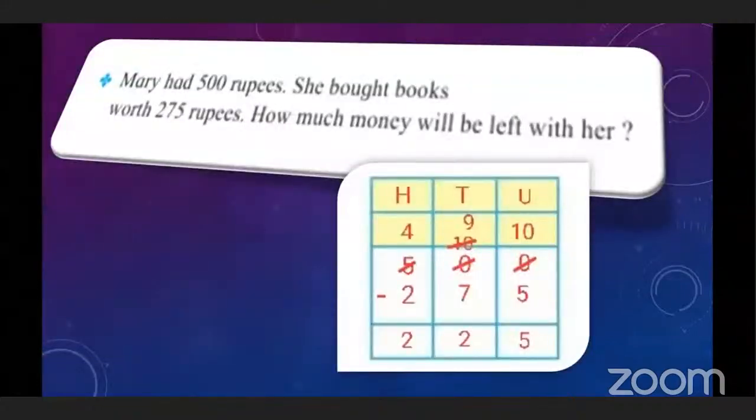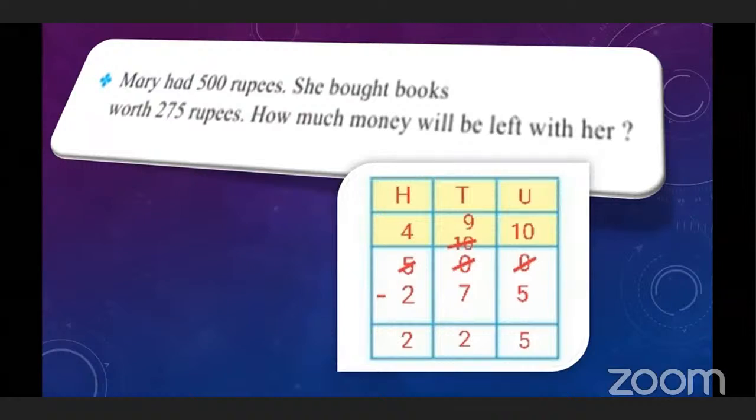This is one of the word problems from your textbook. Mary had 500 rupees. She bought books worth 275 rupees. How much money will be left with her? Students, when I stress the words 'will be left with her', this kind of word tells us that we have to perform what operation, that is subtraction.